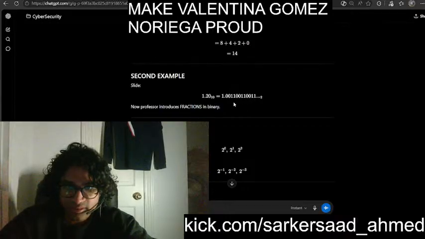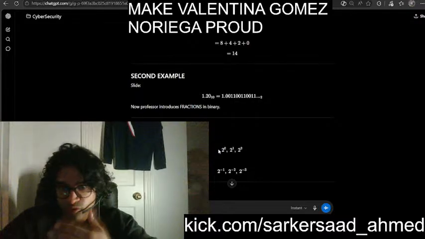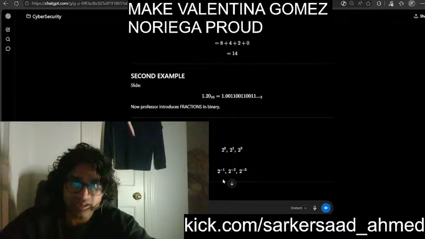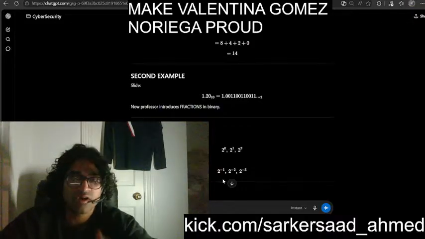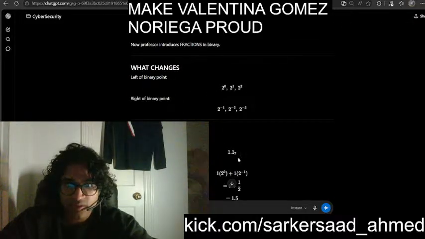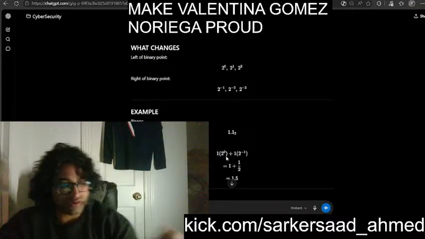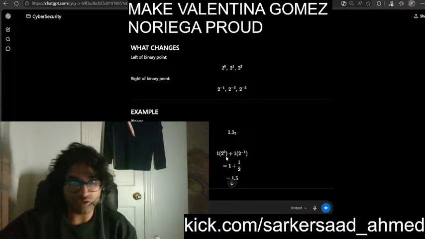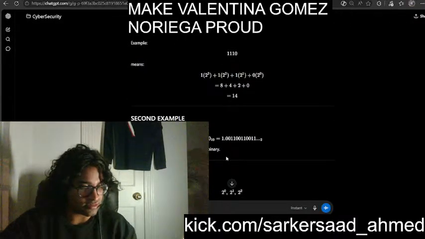Is that to the left of binary fractions, you have 2 to the power. So on the left you're going to have 2 to the power 0, 2 to the power 1, 2 to the power 2, 2 to the power 3. And so like I said, 1 by 1, 1 by 2, 1 by 4, 1 by 8, 1 by 16, 1 by 32, 1 by 64, and so on and so forth. 1.1 would be 1 by 1, 2 to the power 0 plus 1 by 2 to the power minus 1. So that's how you're going to explain it. All you have to know is that left of binary is 1, 2, 4, 8, 16, 32.